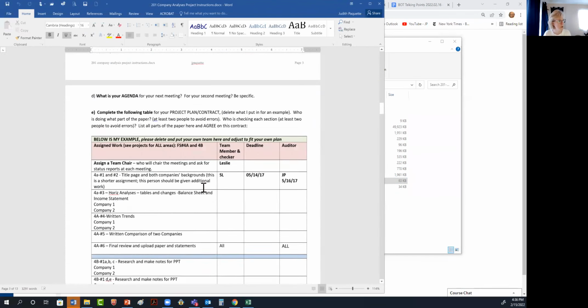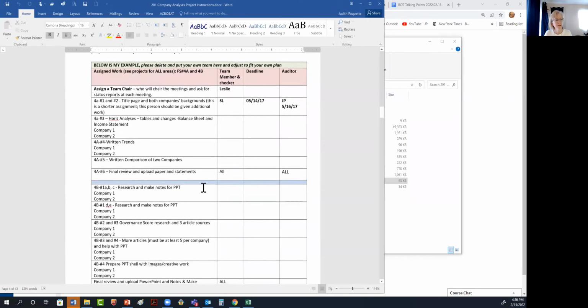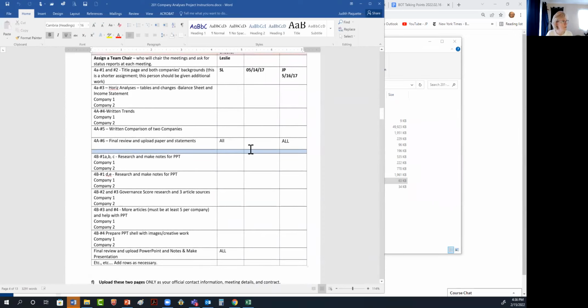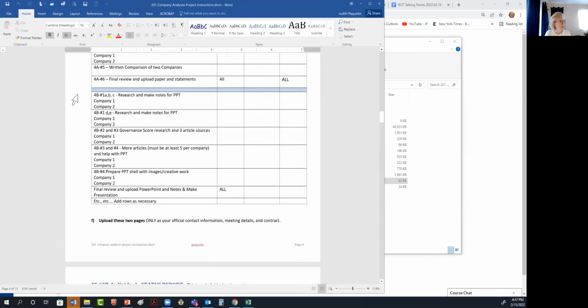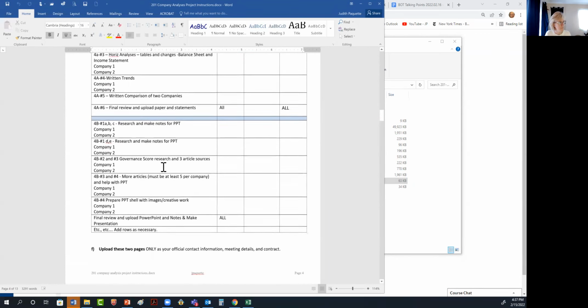Okay, so you've submitted your contracts, and some of you had deadlines beyond next Friday, but no matter what, you need to start and upload whatever you've done by then. So for example, title page and company backgrounds, horizontal analysis, the tables, the spreadsheets. You don't have to finish them, but you have to start them. Written trends, you may not get to that. Comparison of 2 companies, may not get to that yet. You can start on that. So that's the first half.